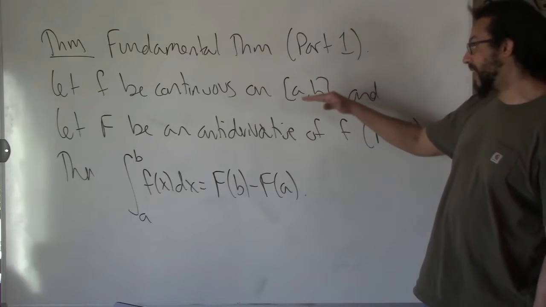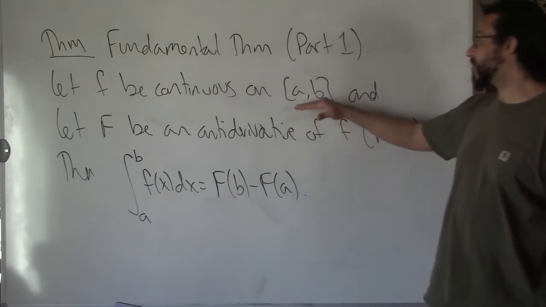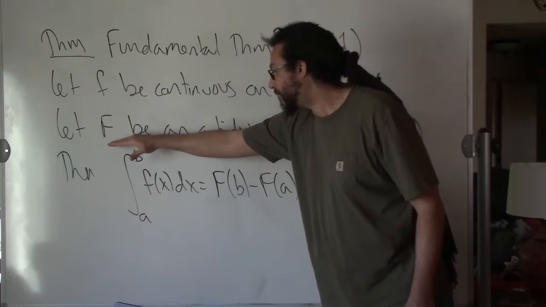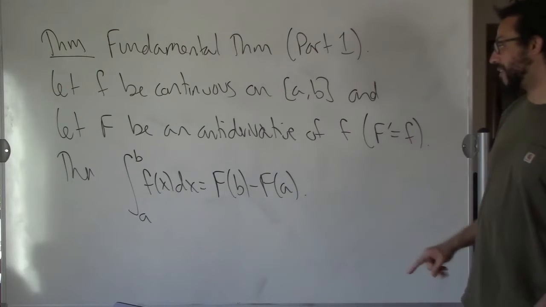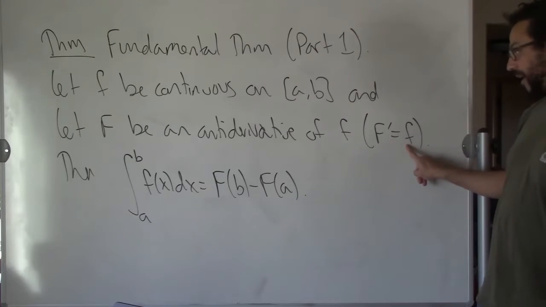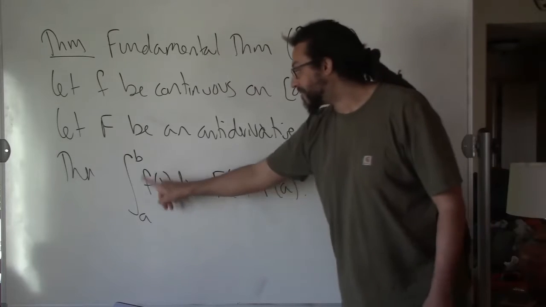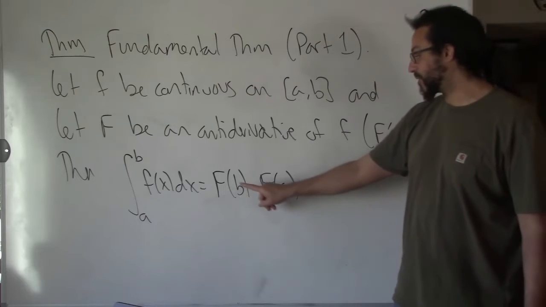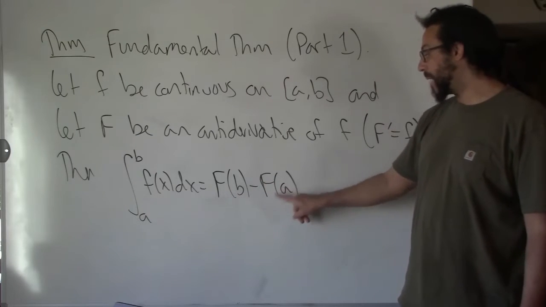Right, so in particular, we want f to be continuous on the closed bounded interval from a to b. We'll let capital F be an antiderivative of lowercase f. In other words, the derivative of capital F is lowercase f. Then the definite integral from a to b of f of x dx is just equal to capital F of b minus capital F of a.